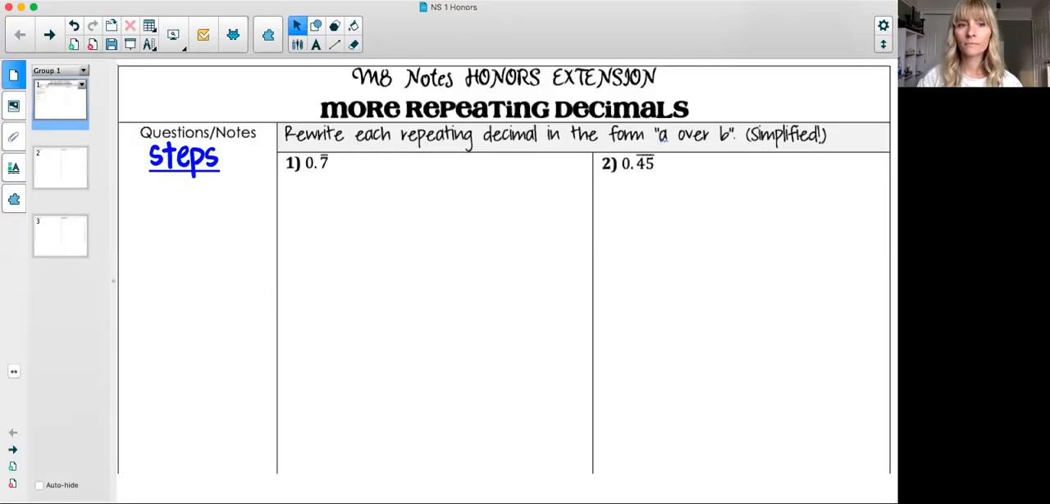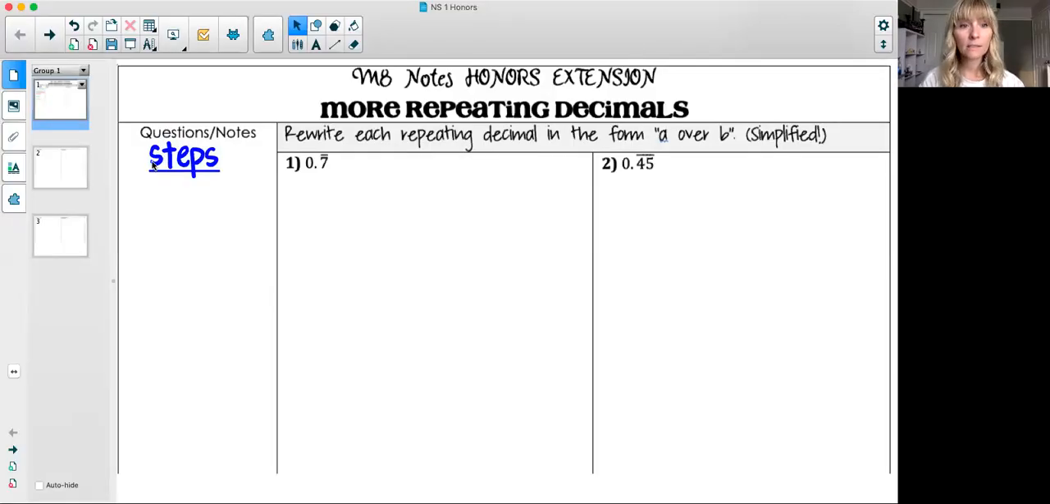Well, you have some notes that I uploaded as a PDF. You can either print that and fill it out, or if you don't have access to a printer, that's okay. You can just format it on your own paper. But let's get to it and see what happens with these other repeating decimals.